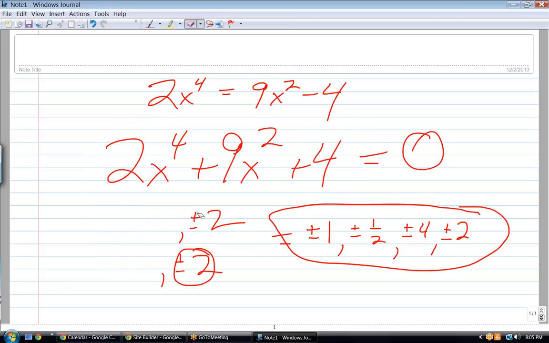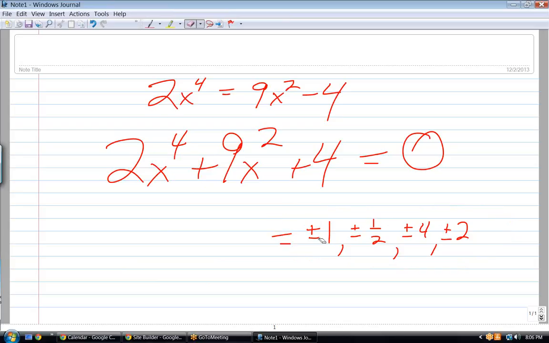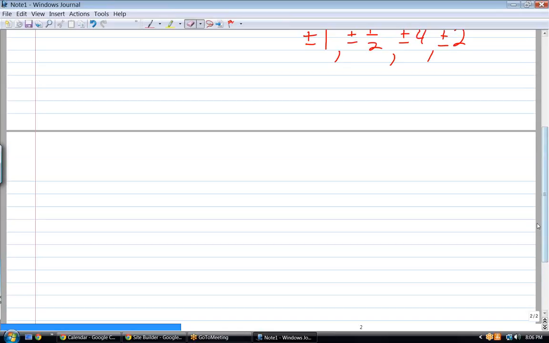Assuming there are rational solutions, because there don't have to be on this. Because this is a quartic, it could have 2 imaginary and 2 irrational ones. So we don't know that there are rational solutions. But if there is one, it has to be one of these numbers. So let's use synthetic division to test each one.